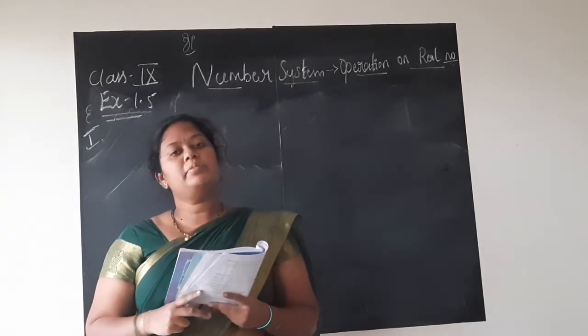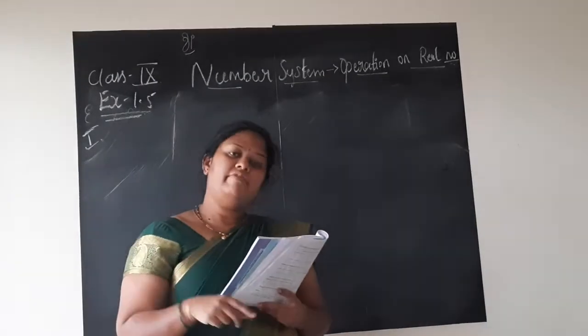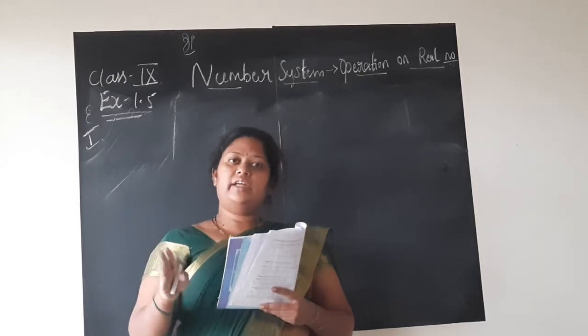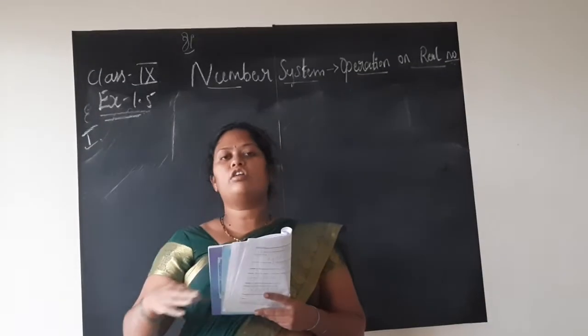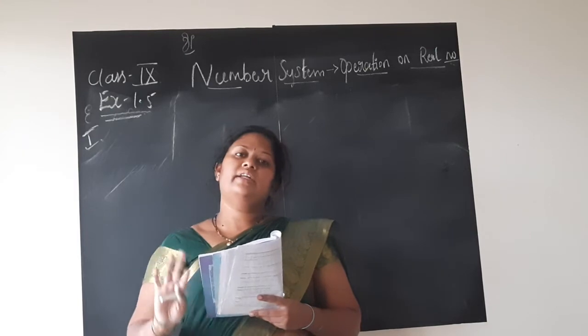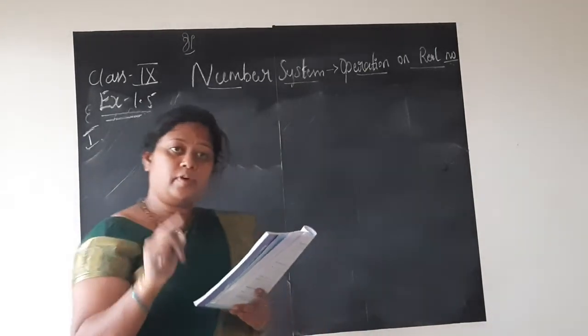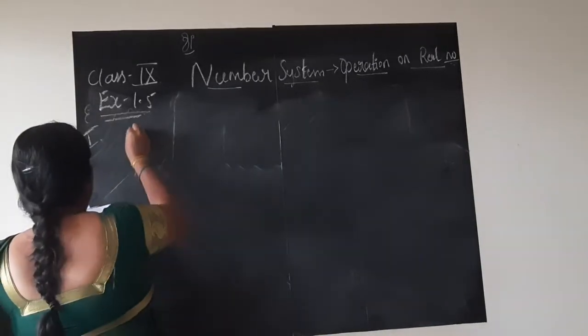How do you classify? First, you need to simplify them. After simplifying, if you get a recurring or terminating decimal, then it is rational. If you get a non-recurring or non-terminating decimal, it is irrational. Like that you need to classify them. To do that, each problem you need to simplify. How to do it, we shall check.